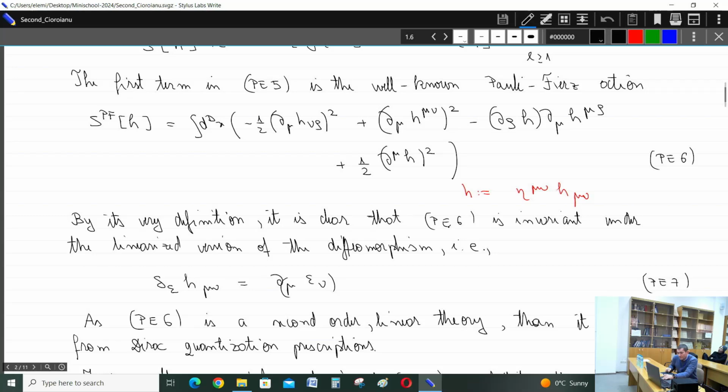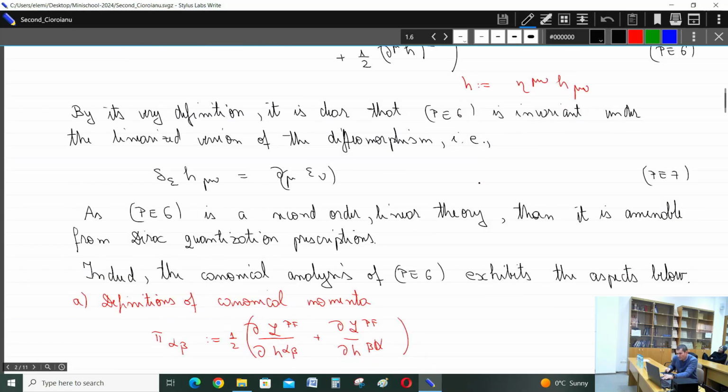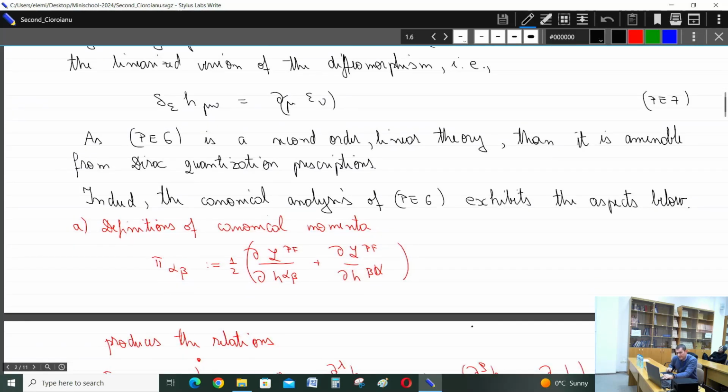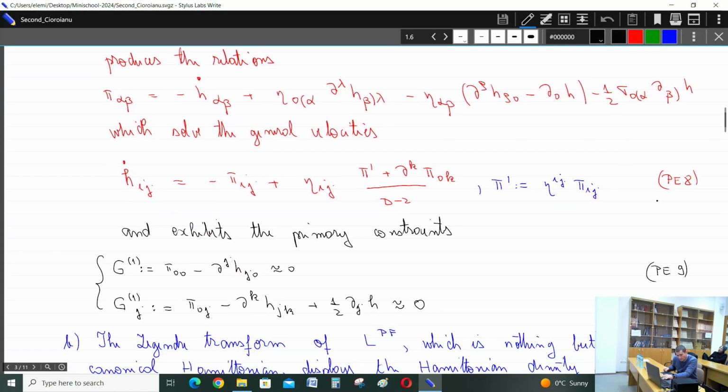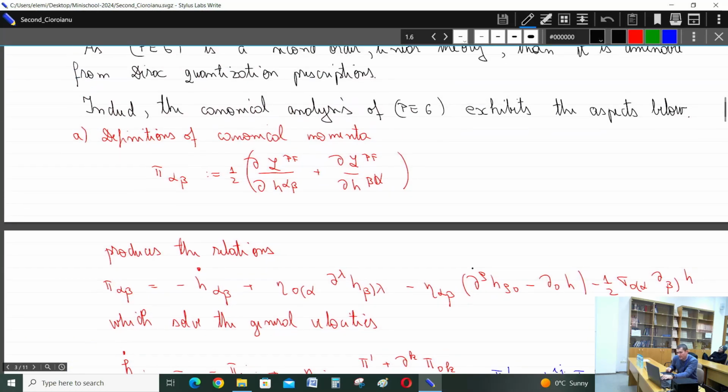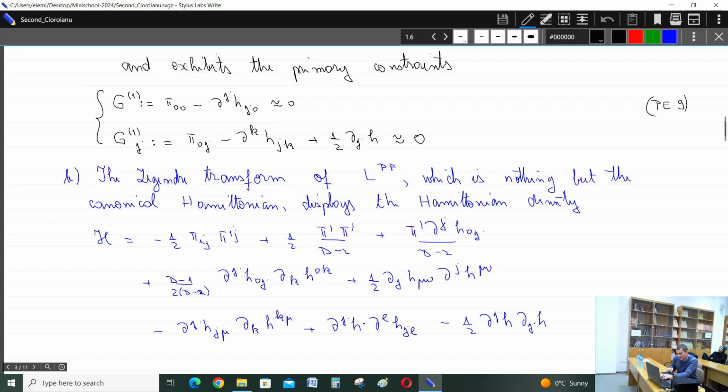Namely, it can be approached first at the classical level by the Dirac formalism, which includes the definition of the canonical momenta. In terms of the complete expression of the Lagrangian density, the Pauli Fierz Lagrangian density has the expression written here. In order to pass to the Hamiltonian formalism, we should perform the Legendre transform of the Lagrangian density with respect to the generalized velocities. So the definitions of the canonical momenta lead to these generalized velocities and also to these primary constraints written in formula P9. The Legendre transform of this calligraphic L exhibits this Hamiltonian density written in formula P18.